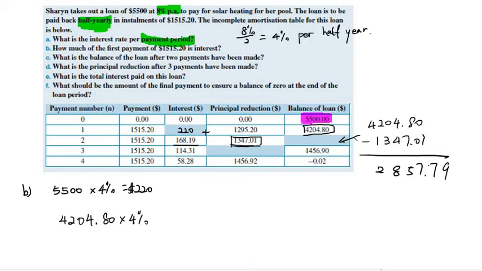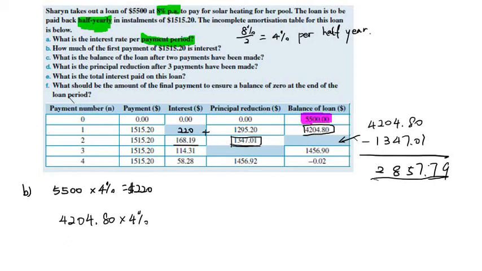So in the third payment, the same amount of money is being used, and the interest is the new amount of money that we are owing over here times 4%. I'm not going to write it out, but the interest should equal 114.31. So now we come to the principal reduction table.